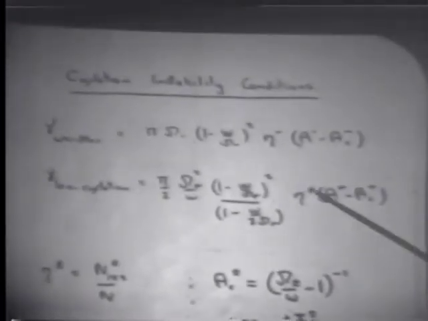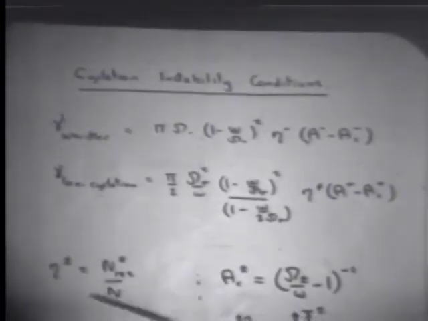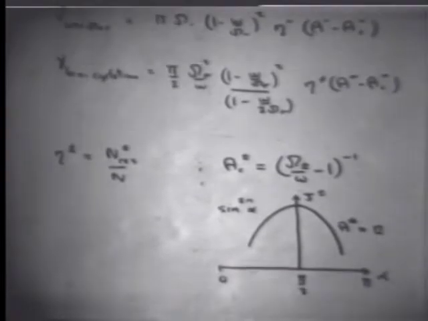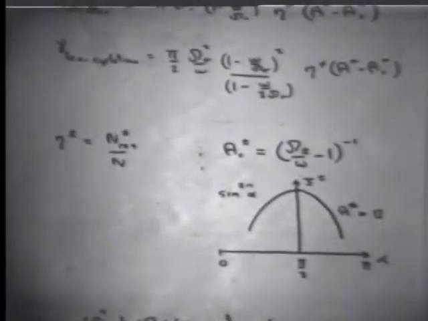But you can't make the densities too large, because you notice that the growth rates themselves scale in proportion to the number of resonant particles divided by the total plasma density. So if you make the plasma density too large, you're going to reduce the growth rates.